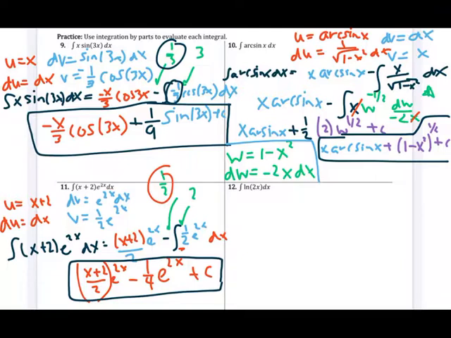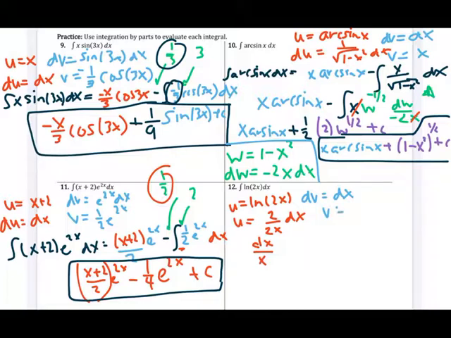Okay, on number 12, we're going to let u equal natural log of 2x. U is going to equal natural log of 2x because I do not know how to integrate natural log. That means that dv is going to be dx. So du is going to be 2 over 2x dx, which is really just dx over x. And v is just going to be x.